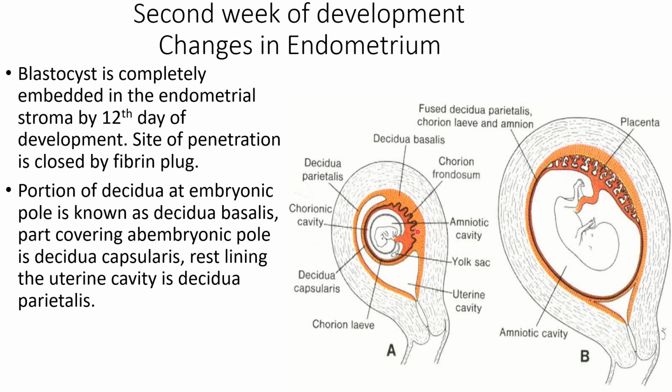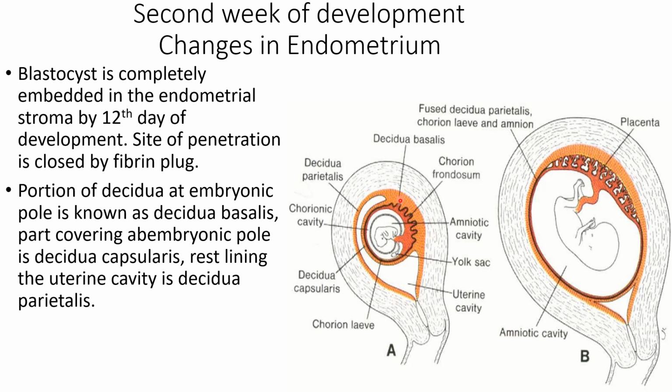The decidua which is facing towards the embryonic pole is known as decidua basalis. Then the decidua which is covering the rest of the embryo is known as decidua capsularis, and the rest of the decidua covering the uterine lining is called decidua parietalis. So there are three parts of decidua.